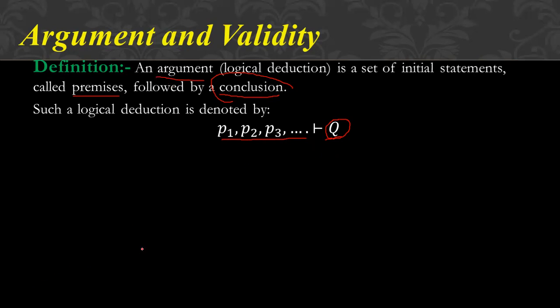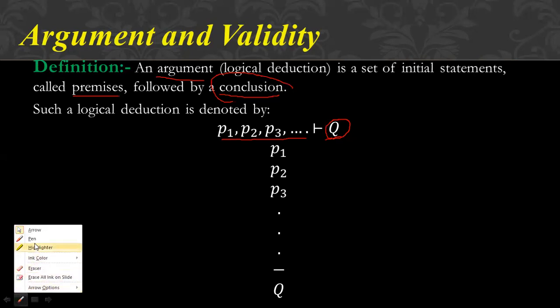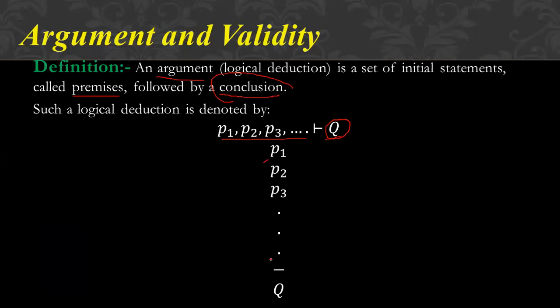Notationally, we can represent this vertically in this form. We have the premises from P1 up to any number of Pi's, then a horizontal line meaning therefore, and then we have the conclusion Q. Such a set of statements forms an argument.